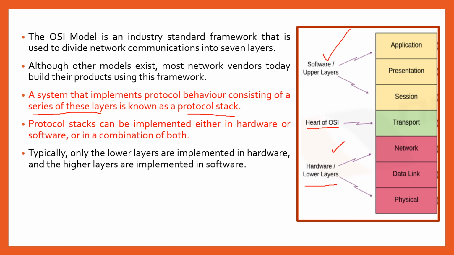So here the lower layers are implemented in the hardware, that is network, data link and physical refer to the implementation in the hardware, and the higher layers refer to the implementation in software. So all these three layers are implemented in the software form, and these three layers are implemented in the hardware form.